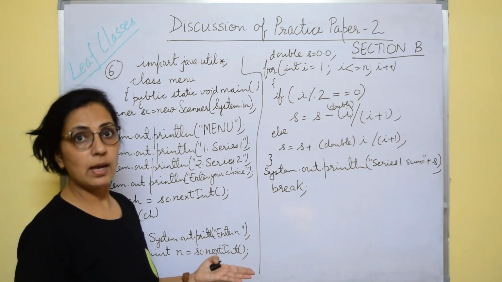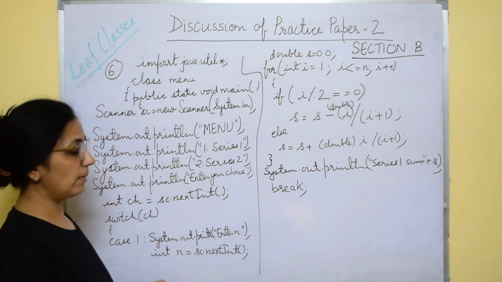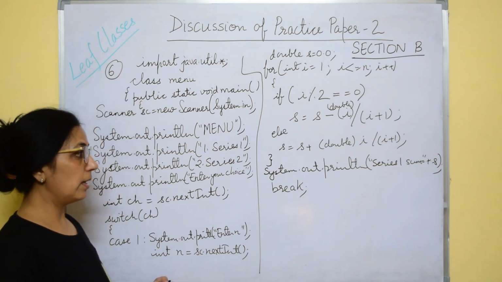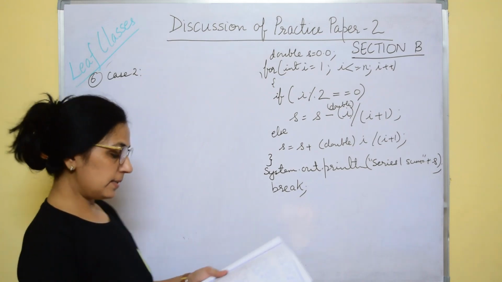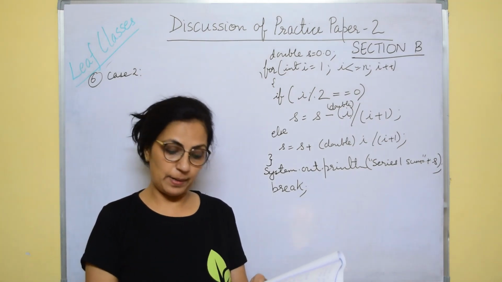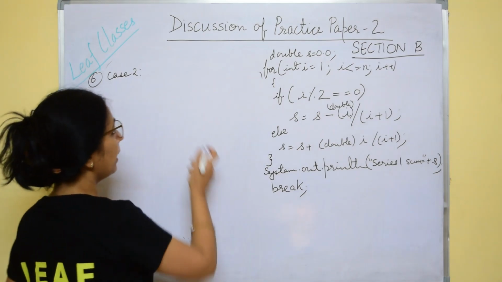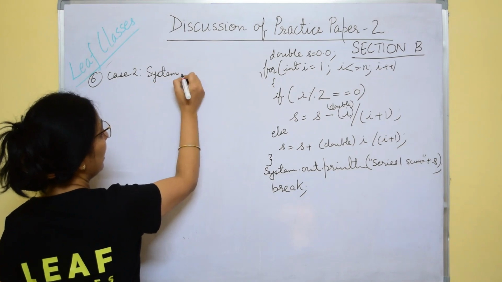I am just moving this at the side so that you can have a look on this, and if you want you can either take the screenshot or you can note it down. Case 2 is the series a by 2 plus a by 3 plus a by 4 up to n. So here also we have to input the values of a and n.